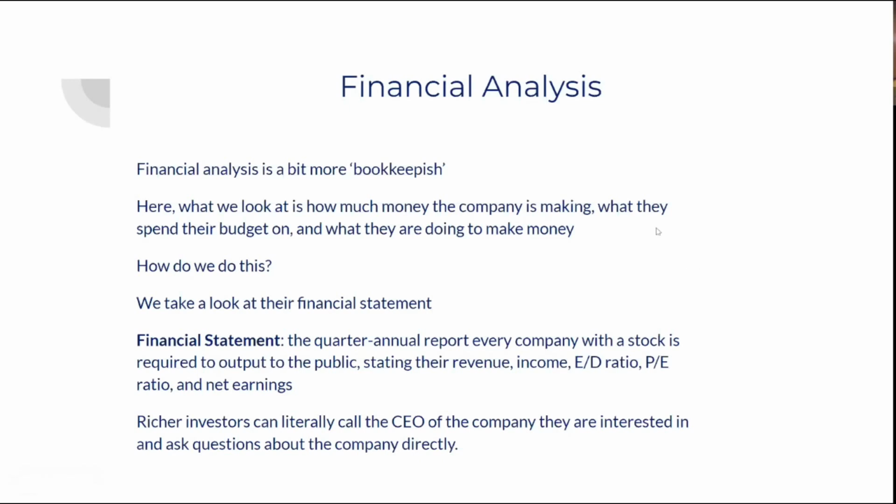Financial statement is the quarterly annual report every company with a stock is required to output to the public, stating their revenue, income, ED ratio, PE ratio, and net earnings. So it's basically all about the company and what they are doing to make money. And like what their stats are.